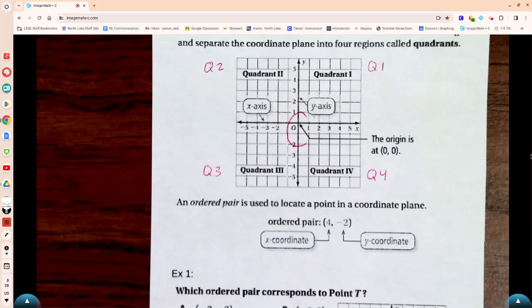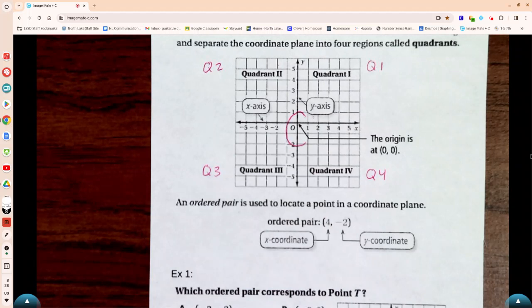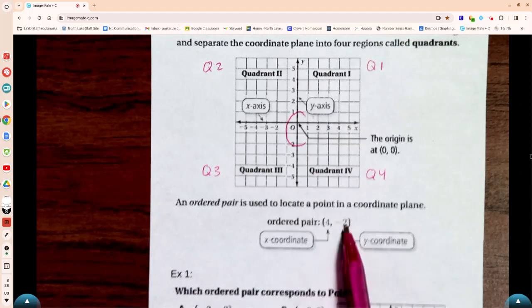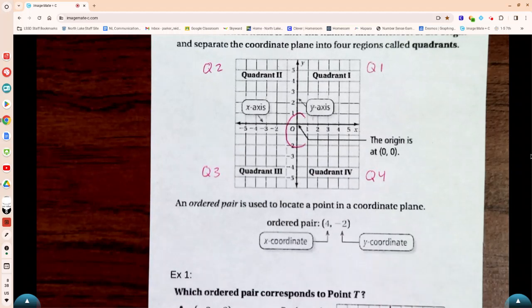So again, this is something you've seen before. An ordered pair has 2 numbers that are in parentheses separated by a comma. The first number always represents the x coordinate because x comes before y in the alphabet. And then the second number always represents the y coordinate because y comes after x.